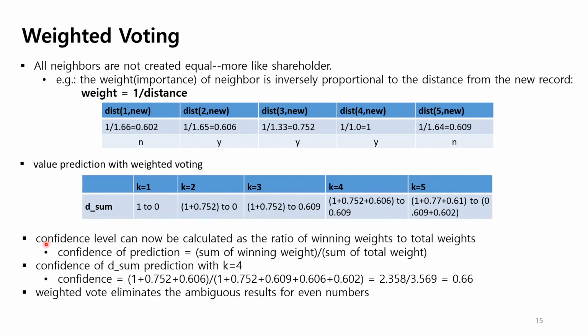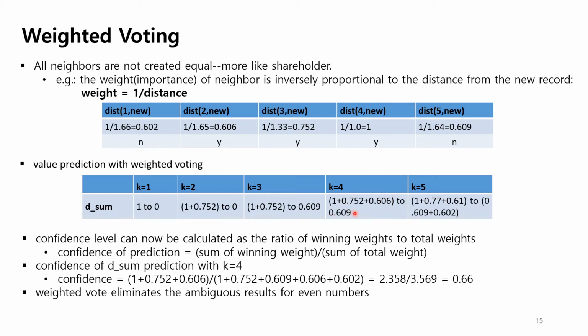We can also compute the confidence level in weighted voting. The confidence level is defined as the ratio of winning weights over the total weight. So the definition is here. The confidence of prediction is the sum of winning weight divided by the sum of total weight. So let's take a look at an example. In this case, k equals 4. We choose 4 neighbors, these 4, okay? And 3 of them are yes, and 1 of them is no, right?